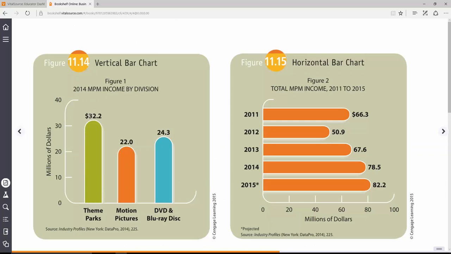So here's a vertical bar. Income by division, so 32.2, 22, 24.3, and this is in millions of dollars. So theme parks, motion pictures. Horizontal bar chart. Here's the years. Here's the millions, and this is what it was.